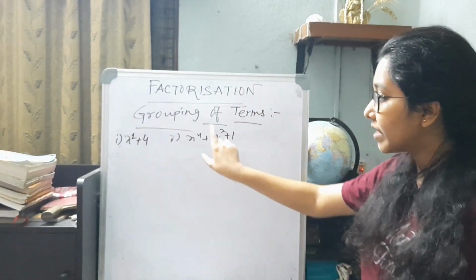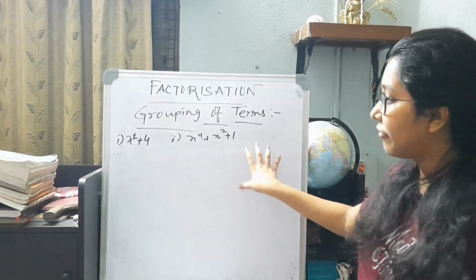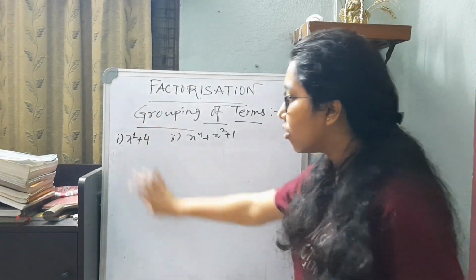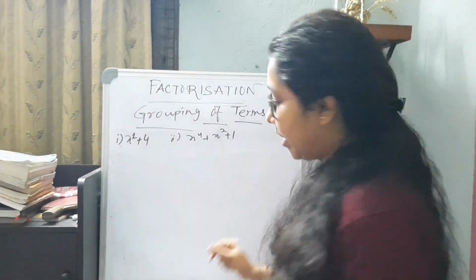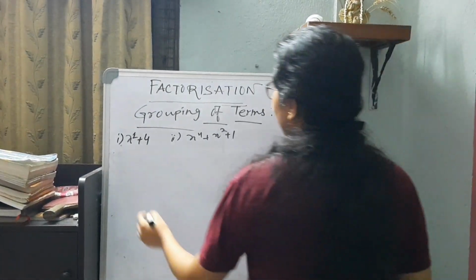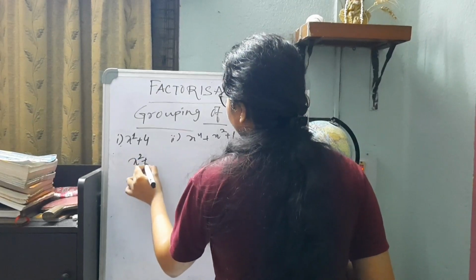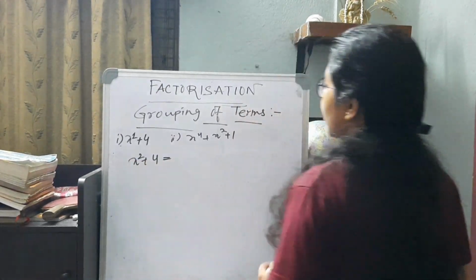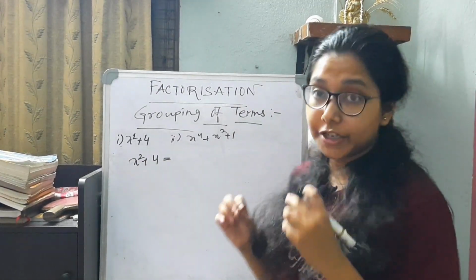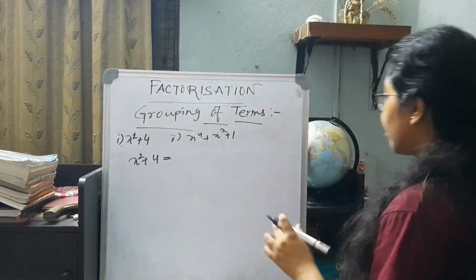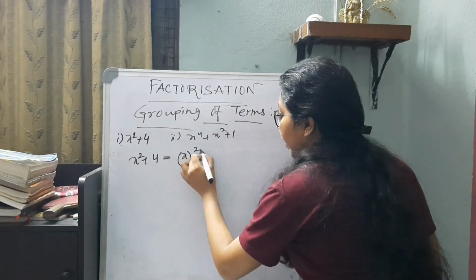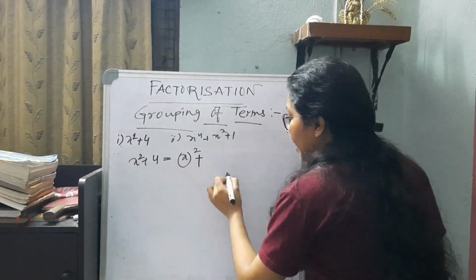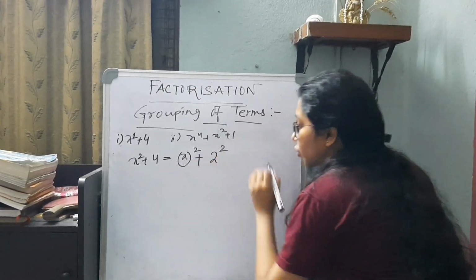So the next two set of questions are here on the board. The first is x square plus 4. The second one is x to the power 4 plus x square plus 1. Let's start with the first one, x square plus 4. In this question, we have to make a certain adjustment. How? Let us check it out. This first part is x square. The second part is 2 square.